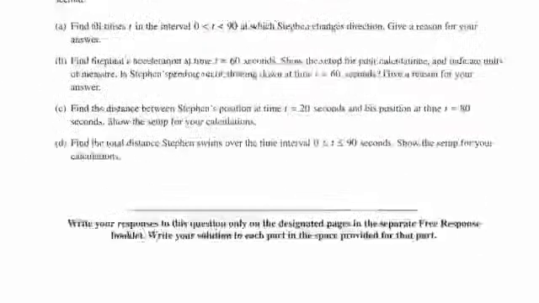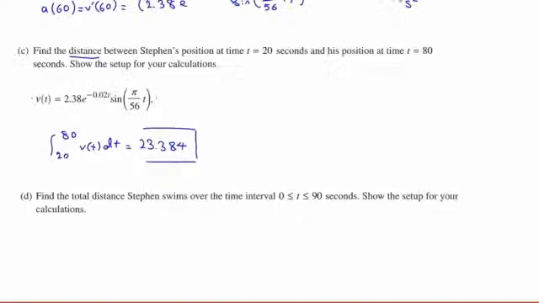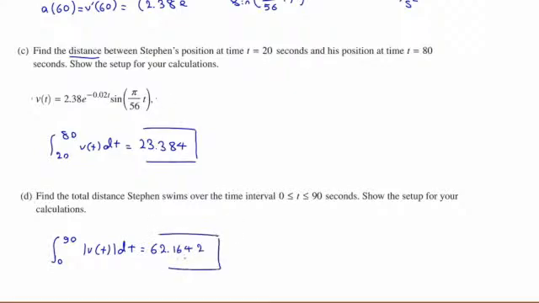Now let's calculate part D, the last part. It says find the total distance Stephen swims over the time interval from 0 to 90 seconds. Show the setup for your calculations. For this part, because it says total distance and from 0 to 90, we should calculate the integral from 0 to 90 of the absolute value of v of t dt. We should use a calculator here, and it's equal to 62.161642. Okay, so you solved this problem completely.